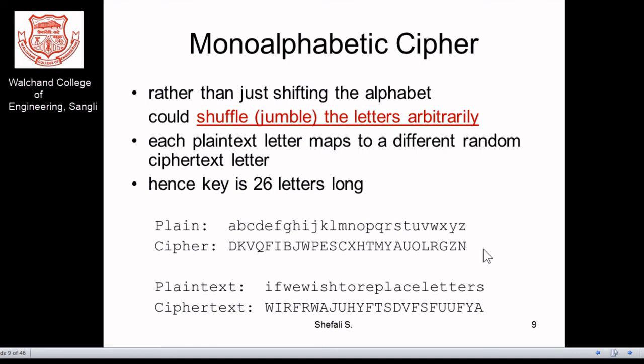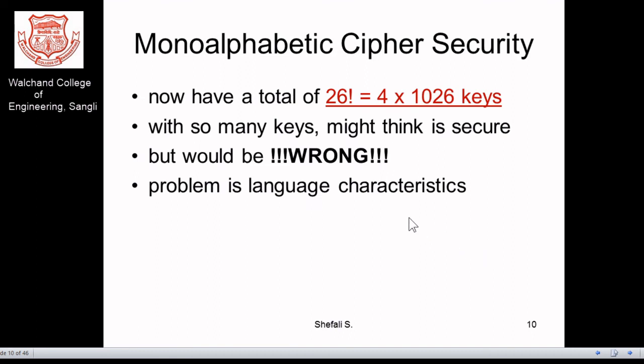So in that way, if we comment on the monoalphabetic cipher and its security, it goes to 26 factorial. This number goes on growing, and this is the key space for the monoalphabetic cipher. It is equal to 26 options multiplied by 25 options multiplied by 24 options, and so on, so it's 26 factorial.